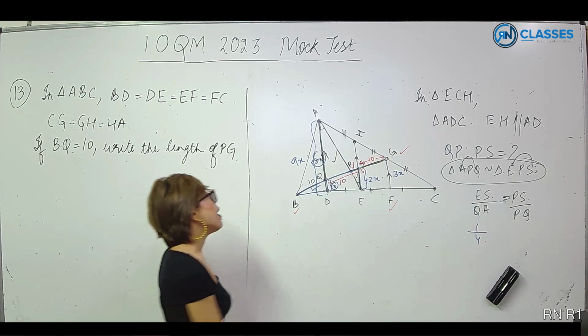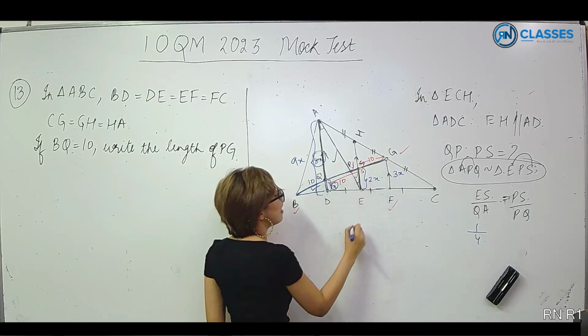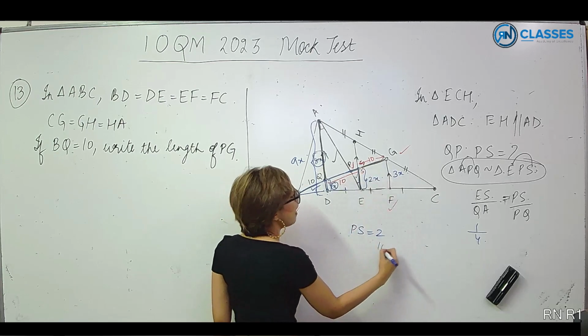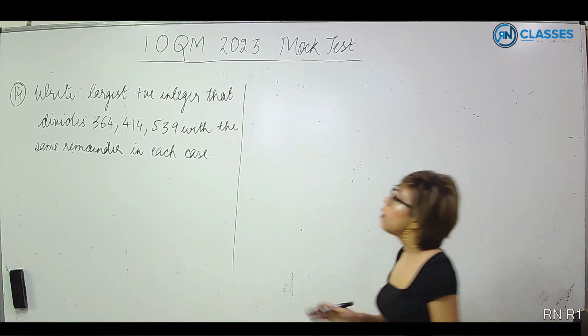Is that fine? Now I need to divide 10 in the ratio 1 by 4. So obviously I will write 3 as 2. And PS is 2, this is 10, that is why the correct answer is 2. Alright, on to the next one.